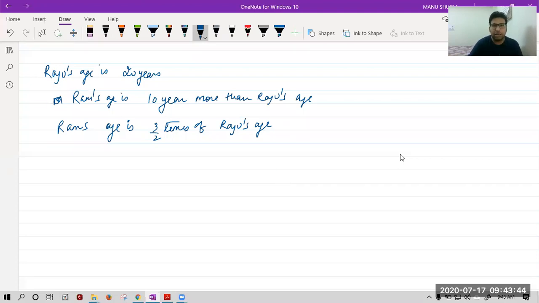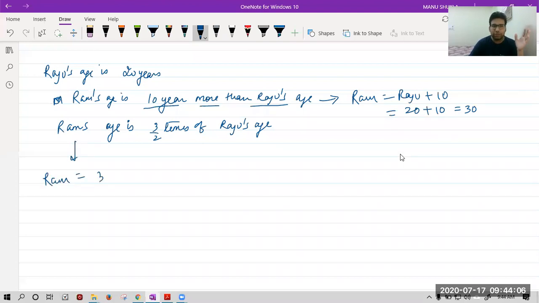Avneet, please see. In the first case, I said Ram's age is 10 years more than Raju's age. That means Ram is equal to Raju plus 10. Now we know Raju is 20, so 20 plus 10 equals 30. Similarly, now I am saying Ram's age is 3 by 2 times Raju's age. The value of Raju's age is 20. We can solve it: 2 tens are 20 and 3 tens are 30. I hope now it's clear.